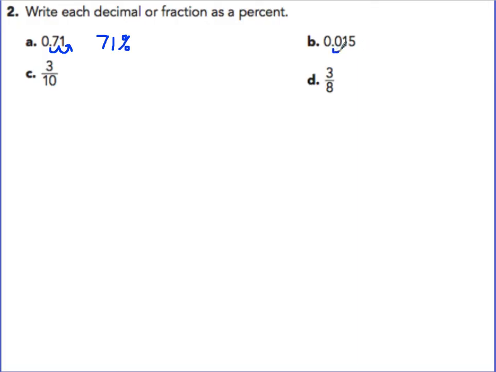0.015, move this 2 spaces to the right, and now I have 1.5%. Right, nothing too tricky there. Just a basic skill that we need to practice, right?